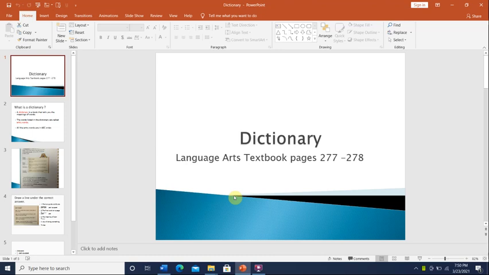Grade 1. So today's grammar lesson is called dictionary. A dictionary is a book, but this book doesn't have a story in it. So what is a dictionary? A dictionary is a book that has the meanings of words.